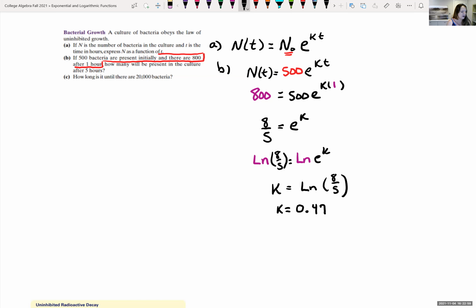Okay, so we figured out what K is, and so now we have our formula that could represent anything now with this information given about this bacteria. So we know the initial amount was 500. This is E raised to the, our growth rate is 0.47 times T.